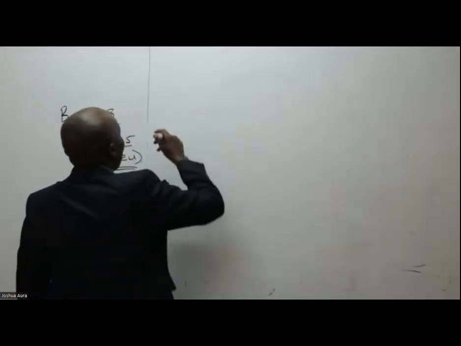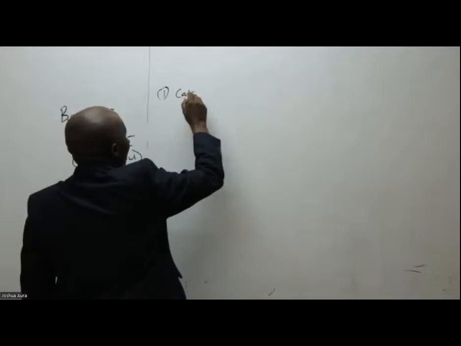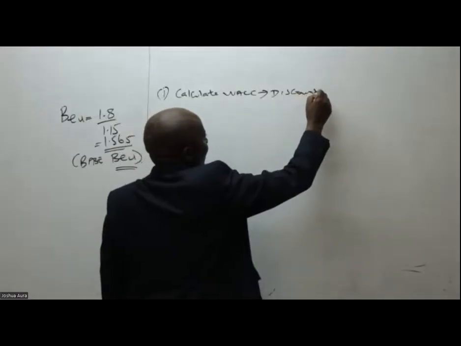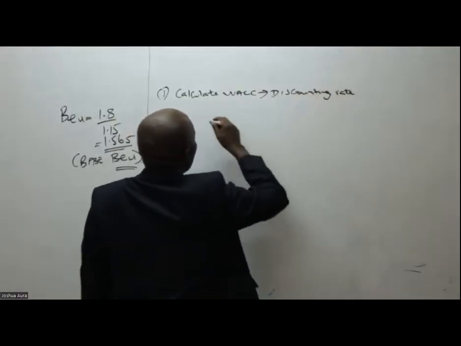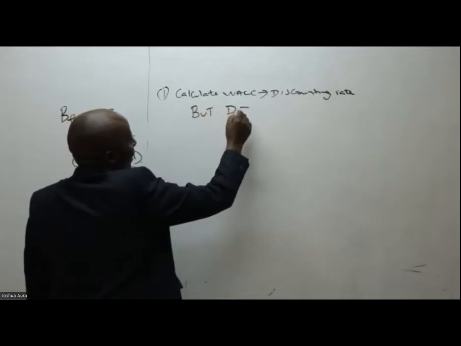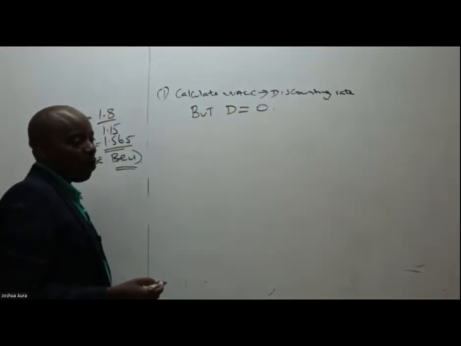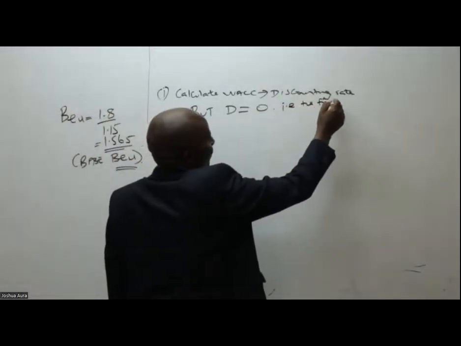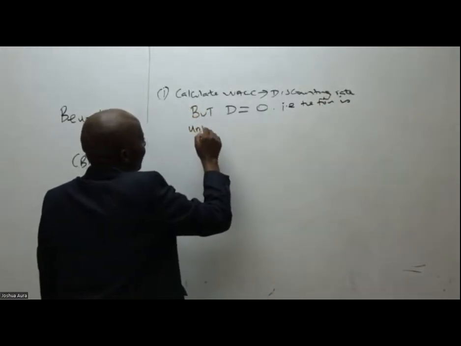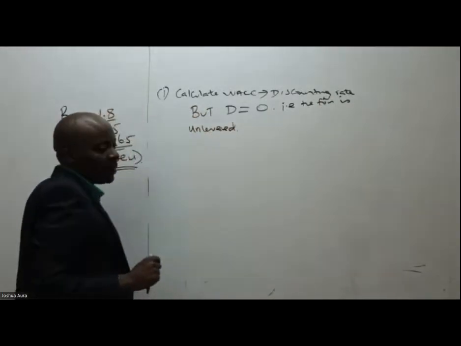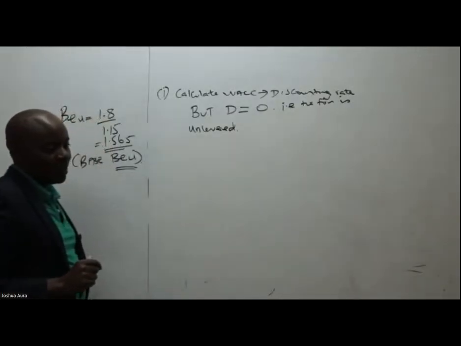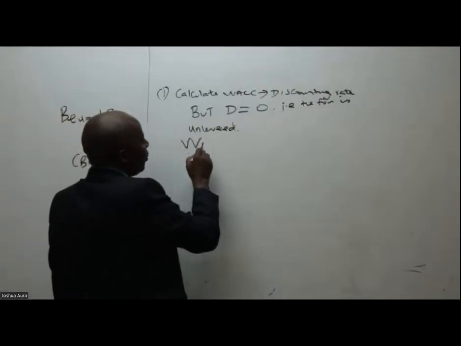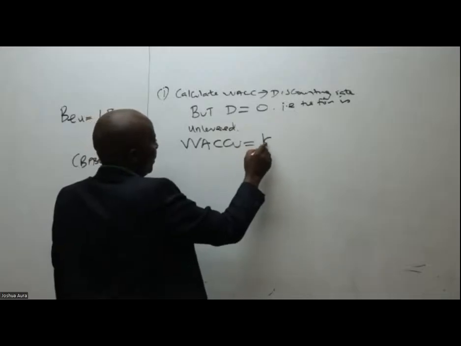So in this case here, go ahead, Roman 1, and calculate WACC. So this is our discounting rate. But remember your debt equals what? 0, i.e. the firm is unlevered. The firm is unlevered. Right? So if it's unlevered, remember in this case, ladies and gentlemen, what we used to call WACC equals Ke.